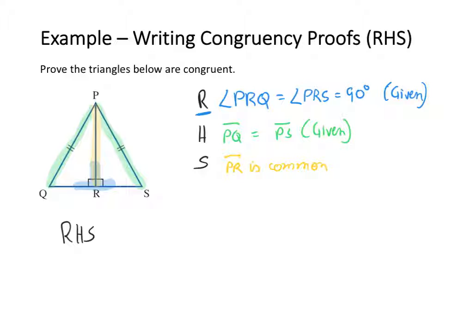So now that I've got my 3 lines of working, I finish off by writing a congruency statement. So triangle PRQ is congruent to triangle, making sure they're in the same order. So I start at P, go down to R, then finish off at S. So PRS, and I know that because of RHS. So I write my rule to finish off. So that is an example of how to write a proof to prove that 2 triangles are congruent using the rule right angle, hypotenuse, and side.